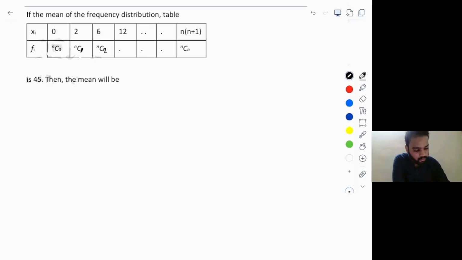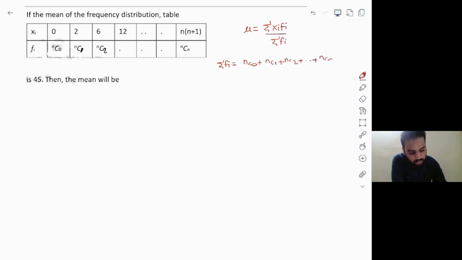So, first thing we need to recall the formula for the mean of a frequency distribution. So, mean is equal to sigma xi fi divided by sigma fi. But very clearly, sigma fi is equal to nC0 + nC1 + nC2 and so on up to nCn. Right? And this is a very well-known formula to us, which is directly 2 to the power of n. Okay. And moreover, this mean is already given to you, which is equal to 45, right? So let's put that in the mean formula.